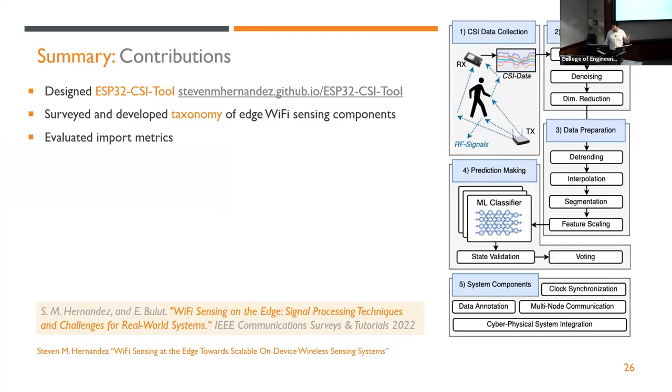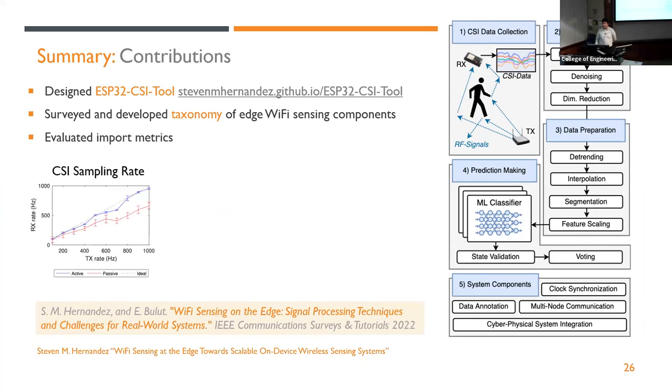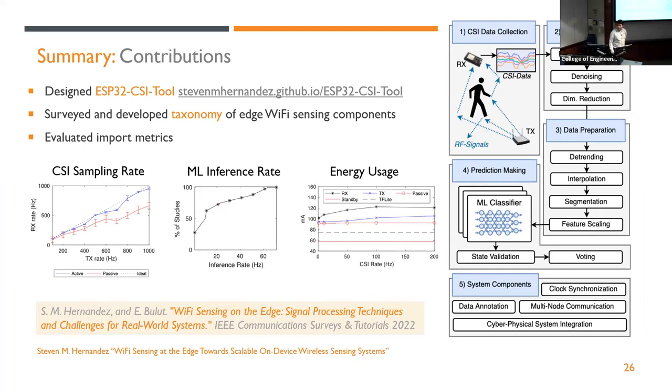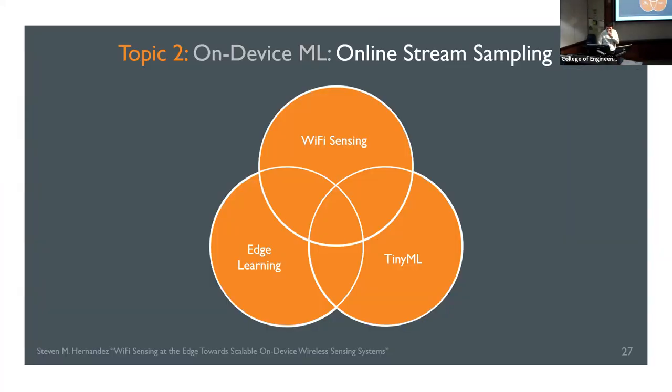All right, so in summary for this, we designed that ESP32 CSI tool. We also did a survey of a lot of Wi-Fi sensing components and built out that taxonomy. And we also evaluated based on those components, things like the sampling rate, the inference rate, as well as energy usage.